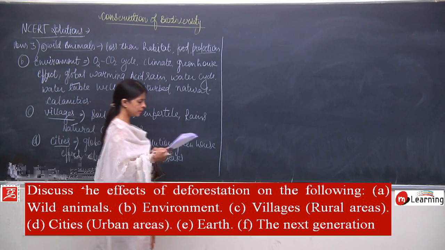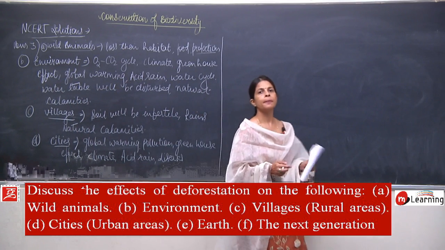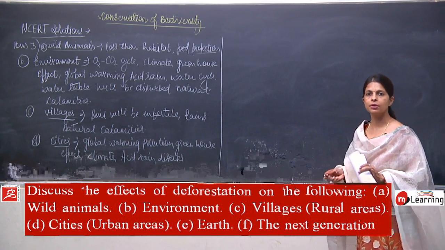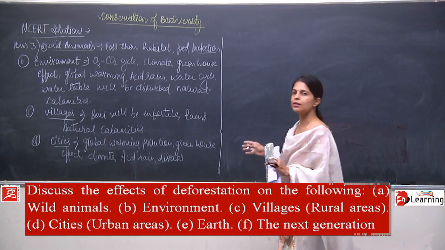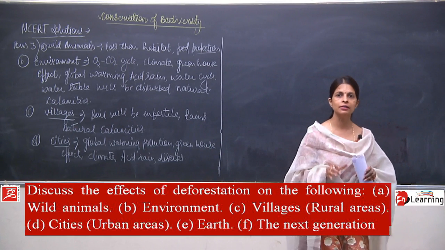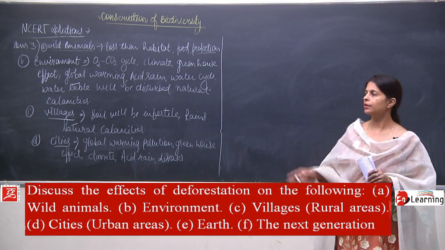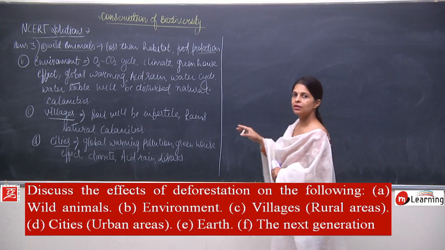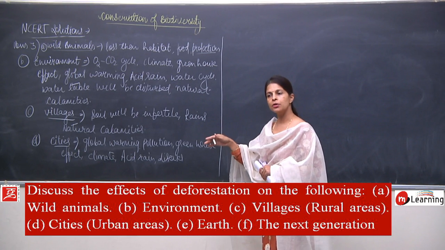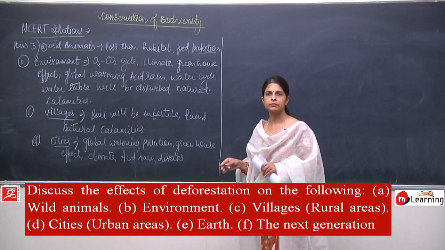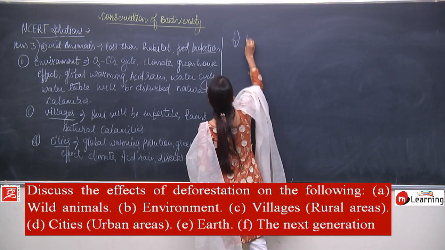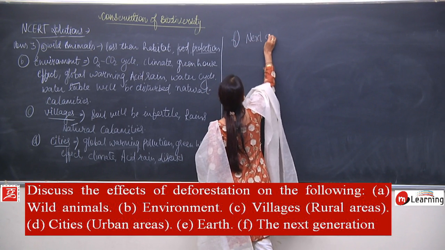Now we'll come to the next one, the next generation. I do not think that E has to be written, because all this is happening on the earth only. It is not happening on the moon. We are talking about the surface of the earth. We are not at all talking about deforestation on the moon, isn't it? So all this we are talking about is definitely going to affect the surface of the earth. Now E, I am not writing. Now F is the next generation.